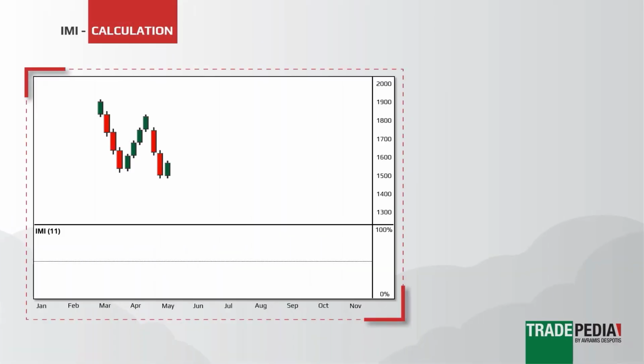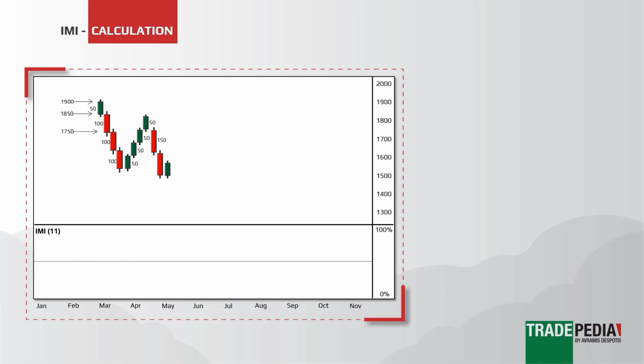The IMI calculation focuses on the body size of each candle. It compares a candle's open and close price to differentiate between bullish and bearish days. For example, on this day the open was 1850 and the close was 1900, so we have 50 bullish points. The next day, the open was 1850 and the close was 1750, giving us 100 bearish points. The next day, 100 bearish, and so on.